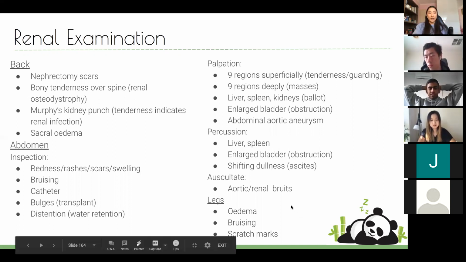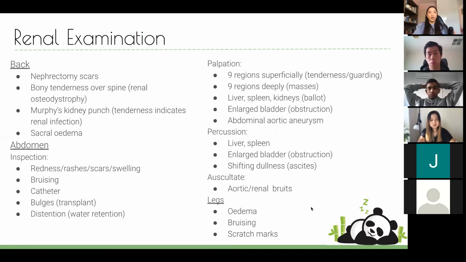Then you look at the legs, always finish up with the legs, and you look for edema, bruising, scratch marks, the same sort of things that you look for in the arms, but just in the legs. And edema, again, you're looking at fluid retention.